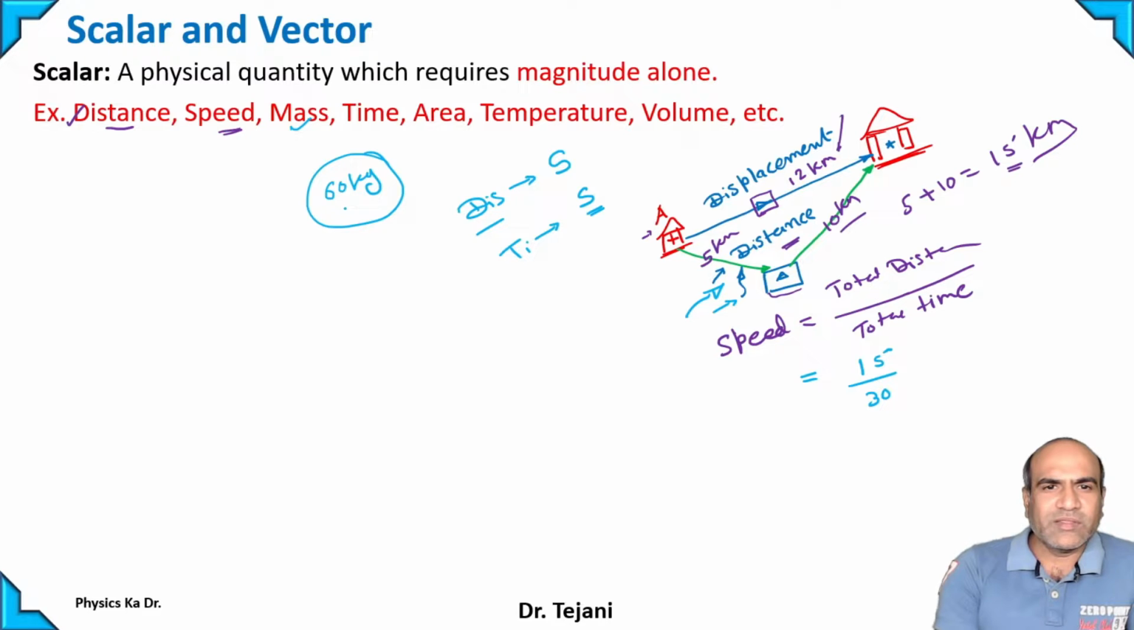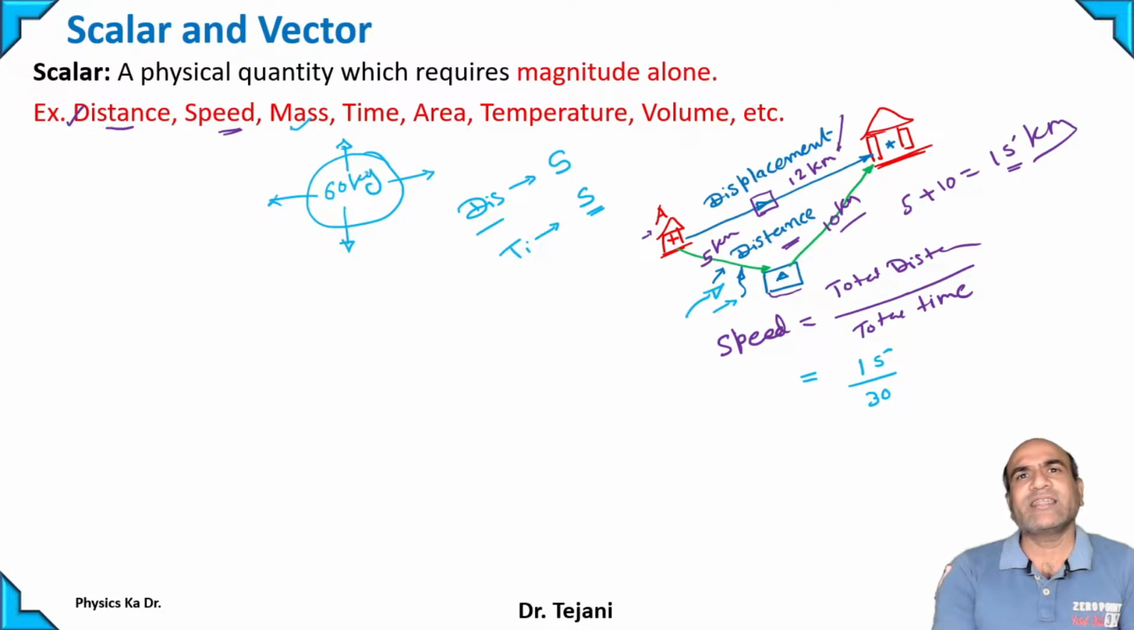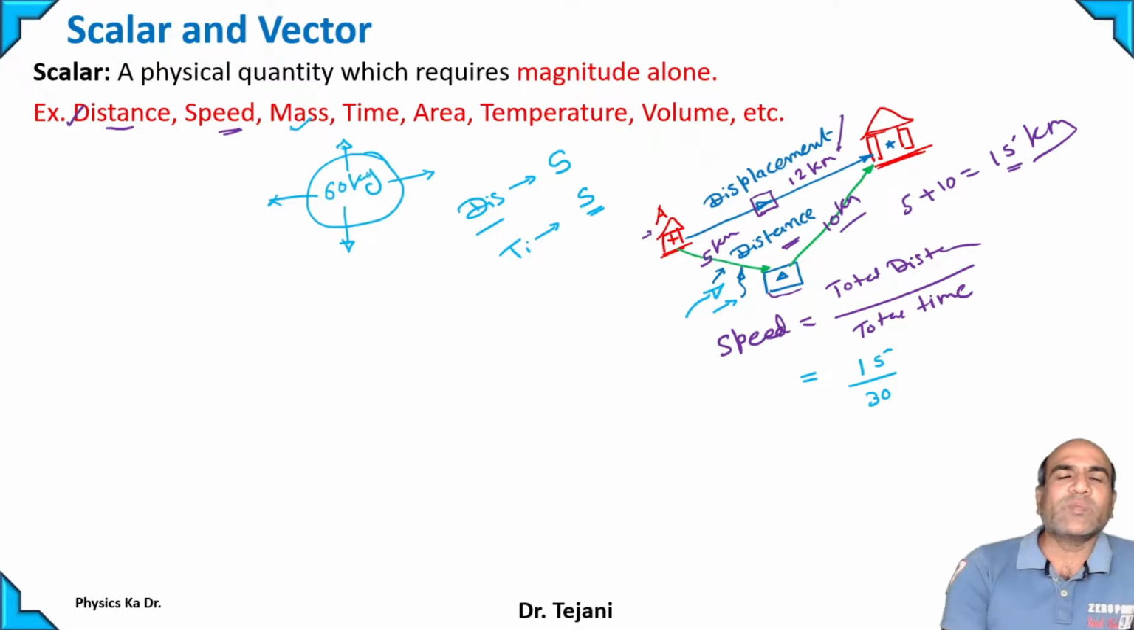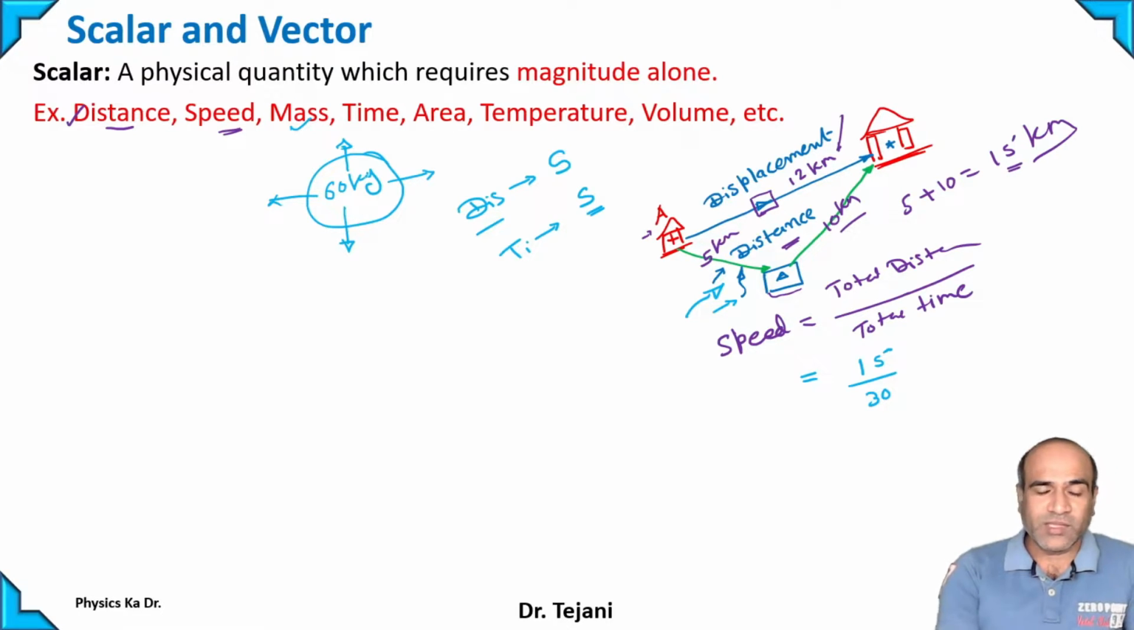60 kilogram in the direction of vertical, towards right hand, towards left hand, or vertical. It remains 60. There isn't any change. It does not possess any directional property. If I talk about weight, yes, of course, then it is towards gravity, towards earth. But otherwise, it does not possess any directional property.